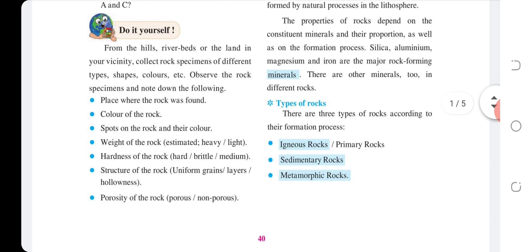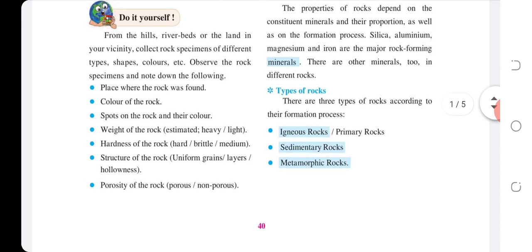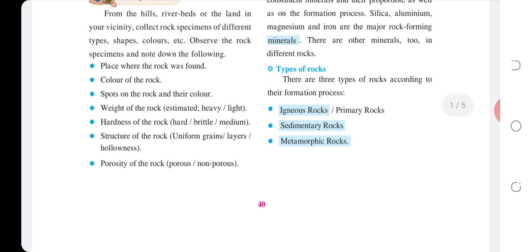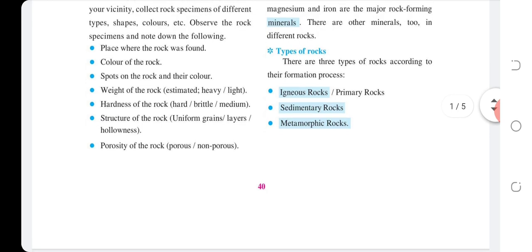Types of rocks. There are three types of rocks according to their formation. Number one, igneous rock or primary rock. Number two, sedimentary rock. Number three, metamorphic rock.